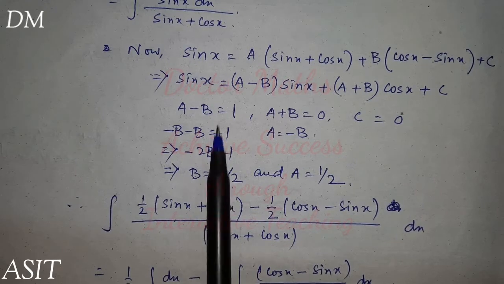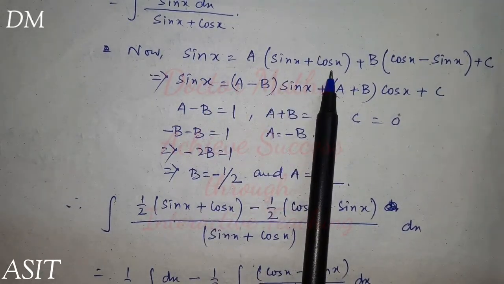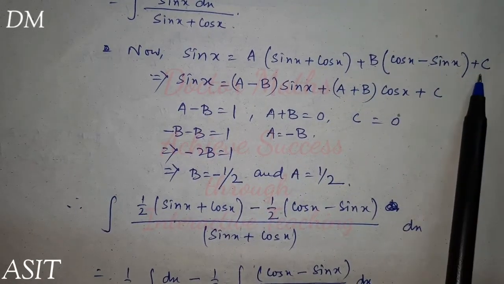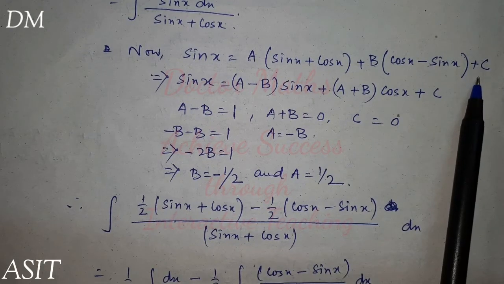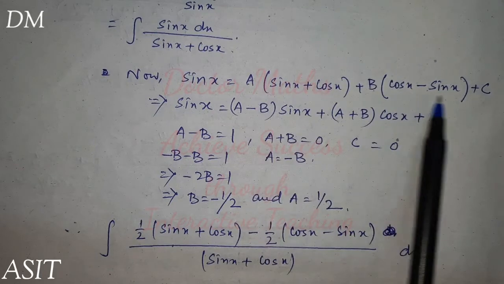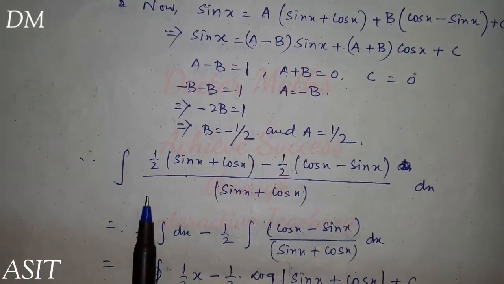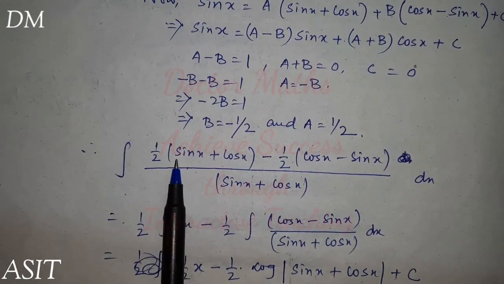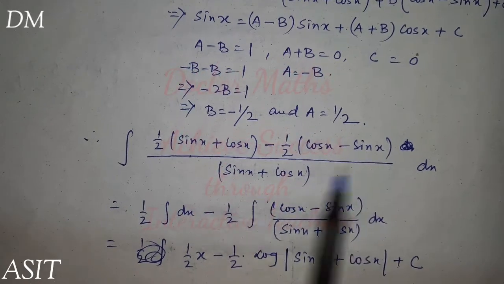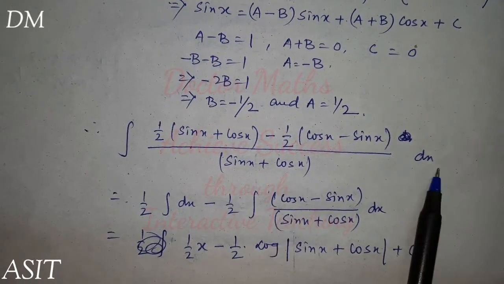So therefore we can write sin x as half of (sin x plus cos x) minus half of (cos x minus sin x), and c is 0. So therefore I will replace this sin x with this expression and with the values of a and b. So we can write half of (sin x plus cos x) minus half of (cos x minus sin x), c is not there, divided by sin x plus cos x dx.